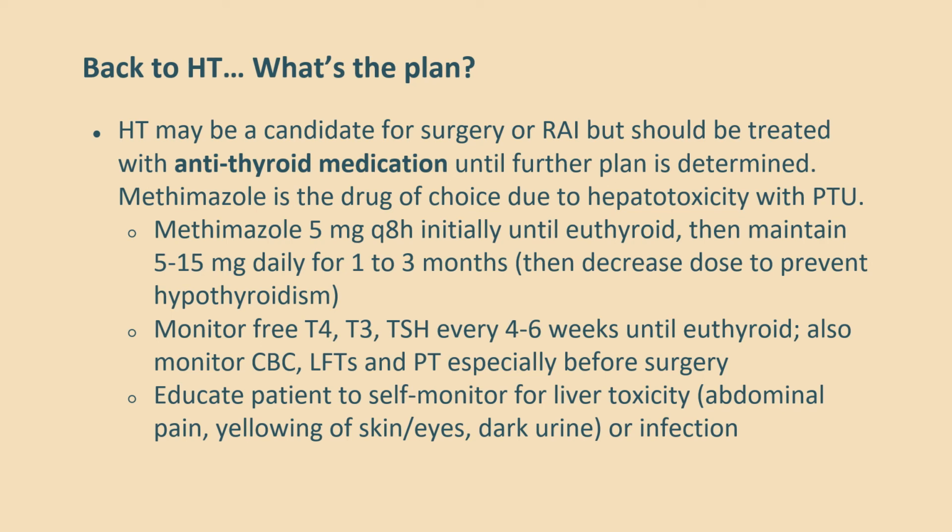After that, you'll decrease the dose to prevent hypothyroidism, or you'll wean the patient off before surgery or the radiation treatment. With these drugs, you want to monitor your thyroid levels every 4 to 6 weeks until euthyroid, and then every 1 to 3 months thereafter. Also monitor your blood counts, LFTs for the liver damage, and the prothrombin time, especially before surgery. You also want to educate your patient to self-monitor for liver toxicity symptoms such as abdominal pain, yellowing of the skin and eyes, or dark urine, or signs and symptoms of infection.